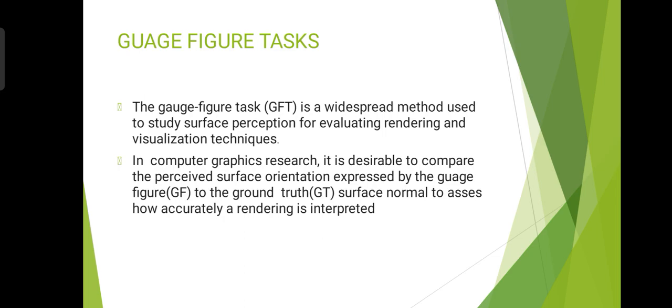Since it is mainly used for the surface perception of rendering and visualization techniques, comparing the gauge figure to the ground truth surface normal is required to understand how accurately a rendering is interpreted. So in computer graphics research, it is used in such a way that the gauge figure compared to the ground truth normal defines how accurately a rendering is interpreted.